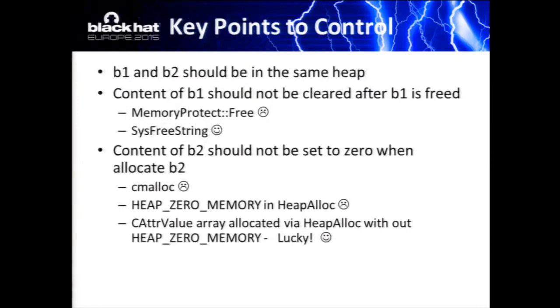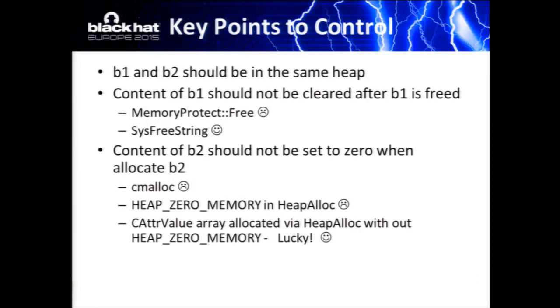For example, if B1 is freed by calling function memory protect free, then the content of B1 will be set to 0 after B1 is freed, and our control will be lost. Last one, the content of B2 should not be set to 0 when B2 is allocated. This is also dependent on the code implementation. For example, if B2 is allocated with cmalloc, or using function heap lock with the heap zero memory flag set, then our control will be lost.